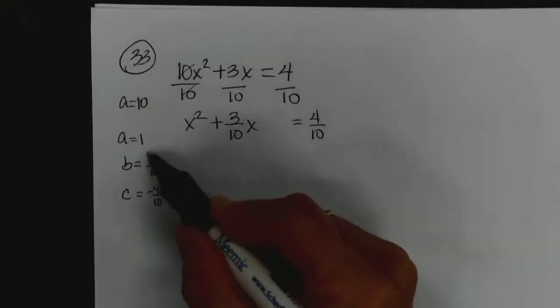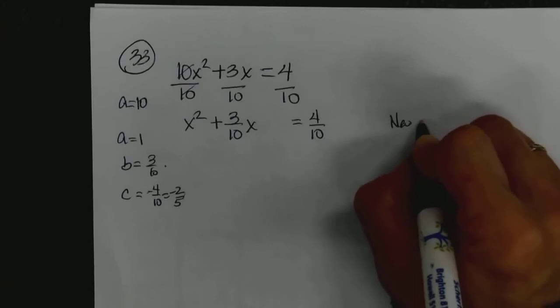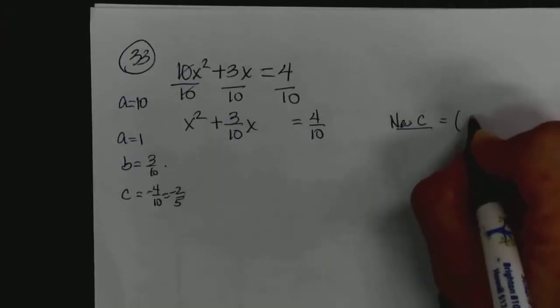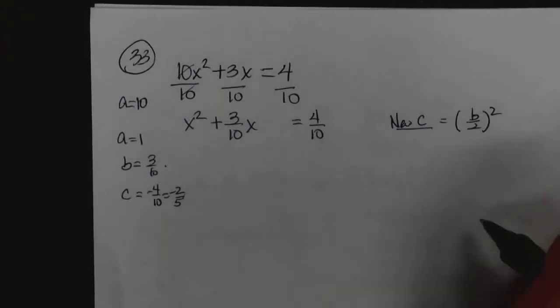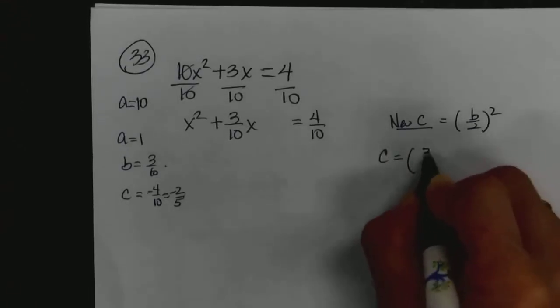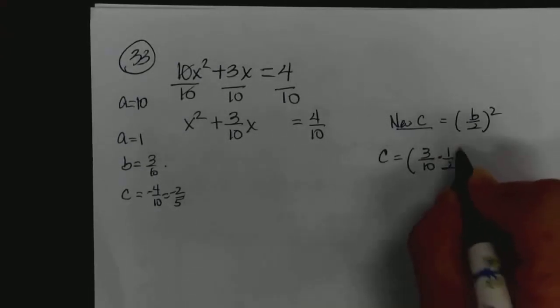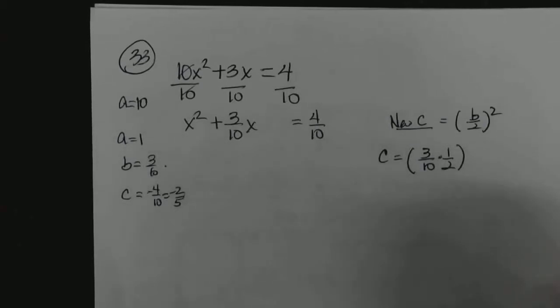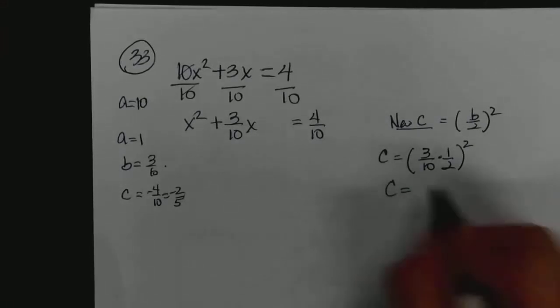Is this c half of b squared? No. Right? So let's find a new c. And remember, new c is half the b squared. I'm going to tell you right now, if you have a fraction, taking half of that fraction is the same as multiplying by a half. So my c is equal to, b is 3 over 10. I'm going to take half of that, so you always multiply by a half. That is the same as dividing by 2. So you multiply by half, and you square, right? That's how you find a new c.